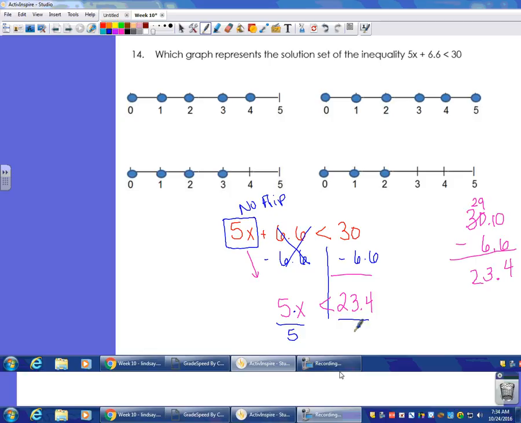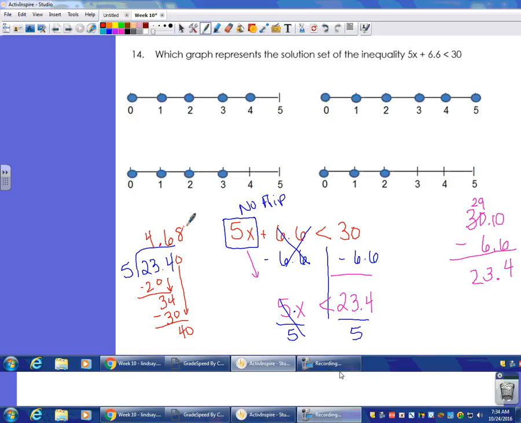What I'm going to have is x is going to be less than whatever this is. I'm going to do this off to this side. 23.4 divided by 5. 5 goes into 23 4 times. Subtract the 20. Get a remainder of 3. 5 goes into 34 6 times. Subtract the 30. Get a remainder of 4. Bring down a 0. And 5 goes into 40 8 times.